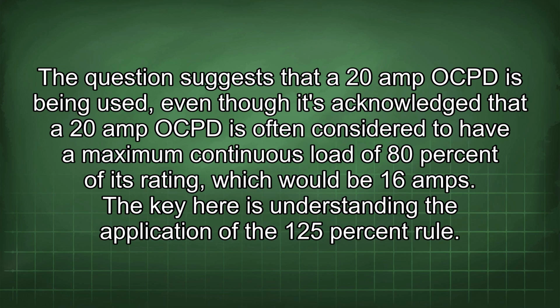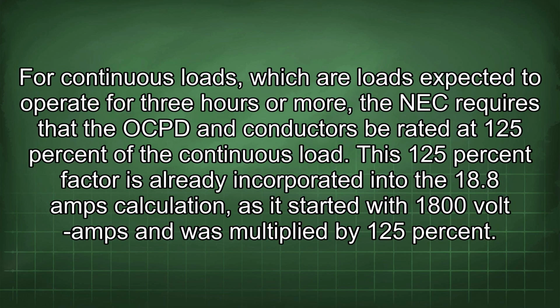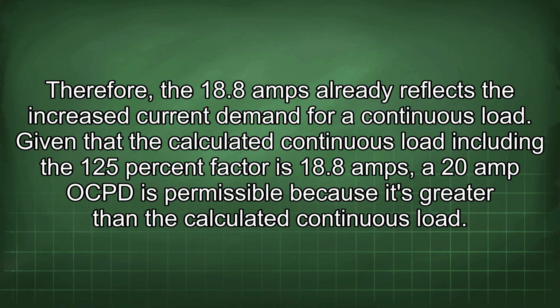The key here is understanding the application of the 125% rule. For continuous loads, which are loads expected to operate for 3 hours or more, the NEC requires that the OCPD and conductors be rated at 125% of the continuous load. This 125% factor is already incorporated into the 18.8 amps calculation, as it started with 1800 volt-amps and was multiplied by 125%. Therefore, the 18.8 amps already reflects the increased current demand for a continuous load.